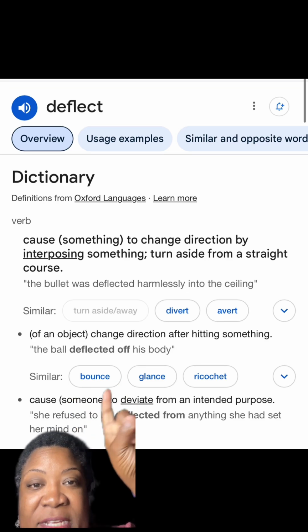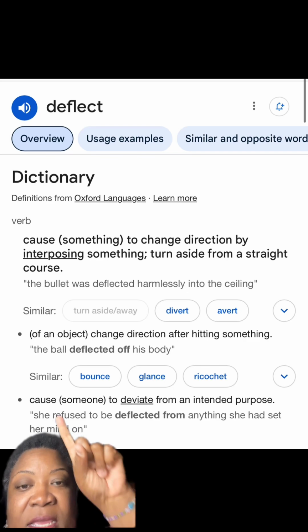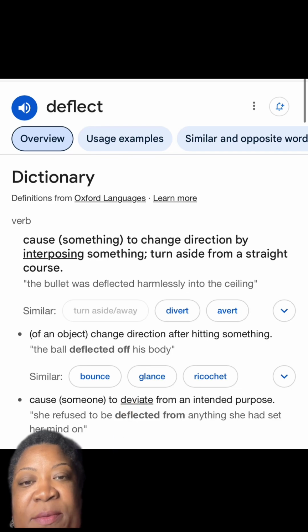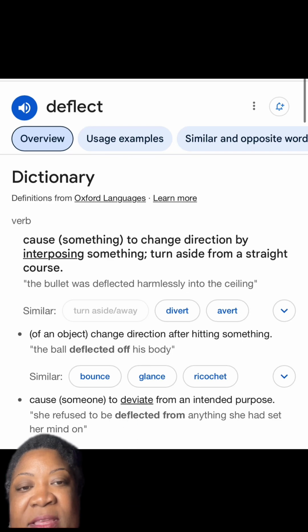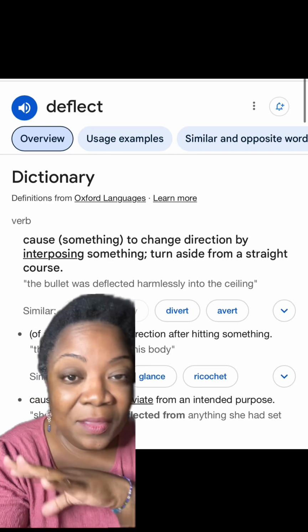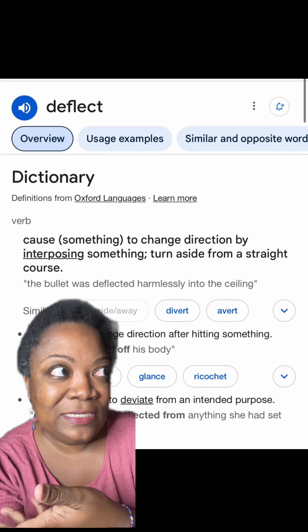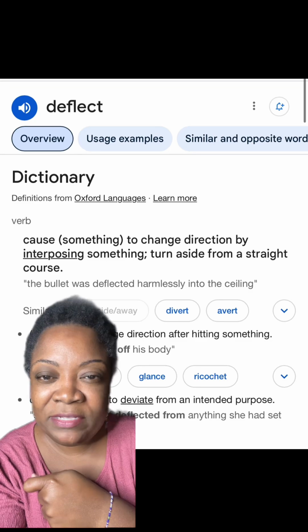Okay, the ball deflected off of his body. So it's to change direction after hitting something. It is to cause someone to deviate from an intended purpose. She refused to be deflected from anything she had set her mind on. But let's get a legal example, since some of these words are actually in our legal system, and so that gives it a little bit more gravity.